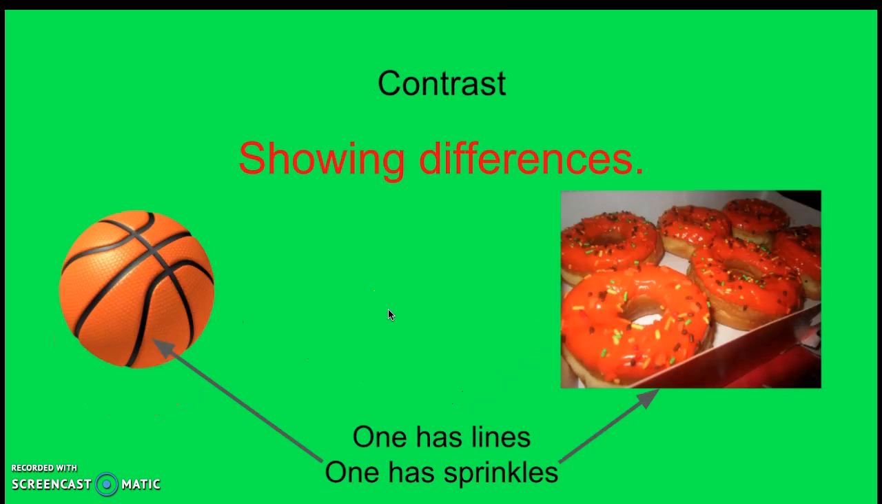Next, let's talk about contrast. Contrast means you're looking for differences or you're showing the differences. So again, let's contrast the basketball and the donuts. Well, the basketball has lines on it, whereas the donut has sprinkles. So when we contrast, we are looking for what they don't have in common or what their differences are.